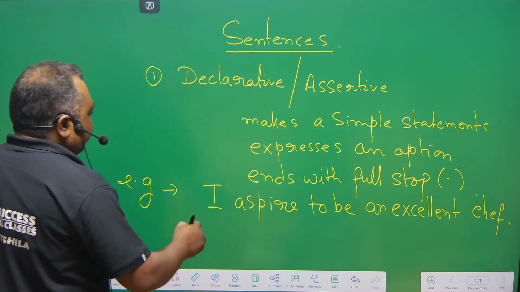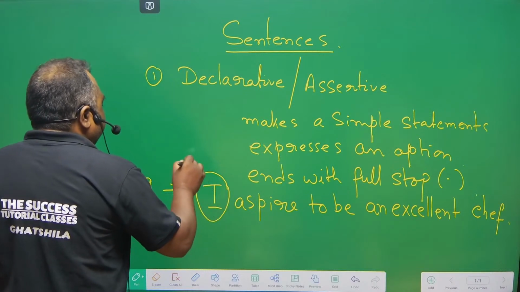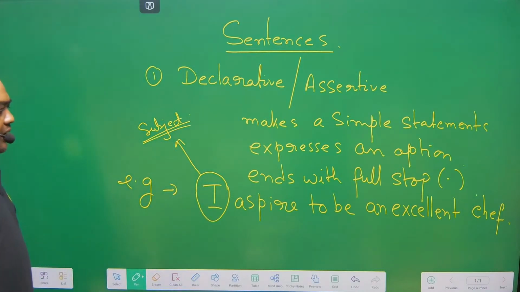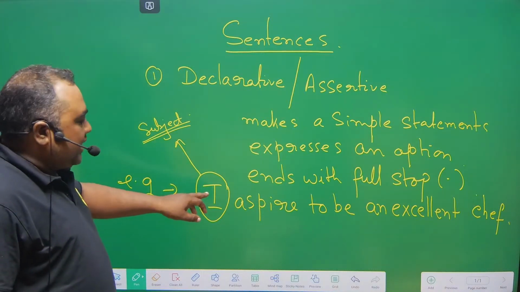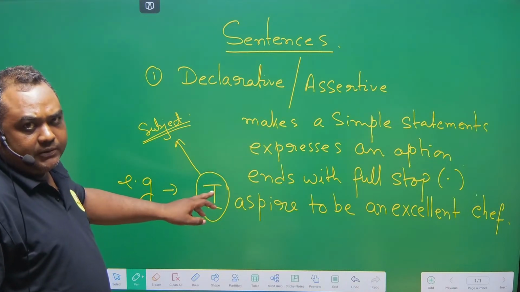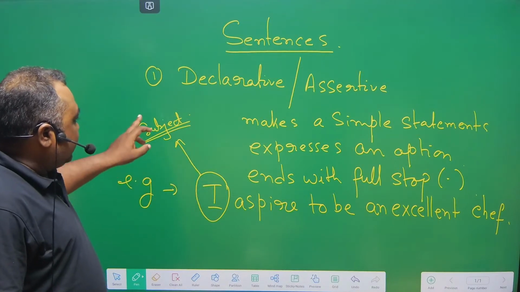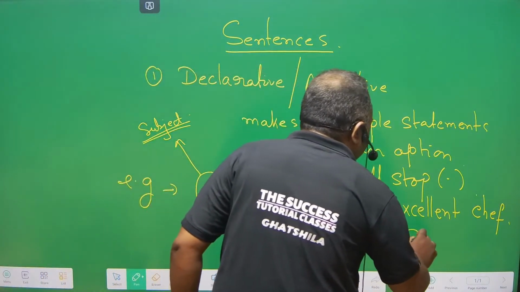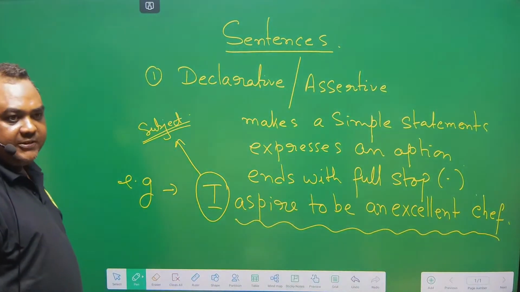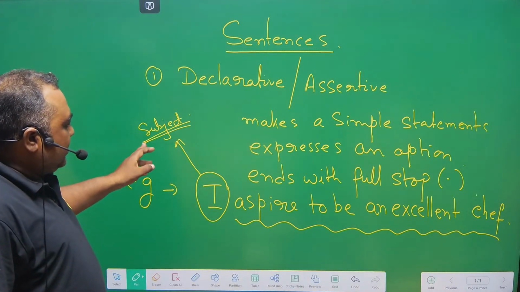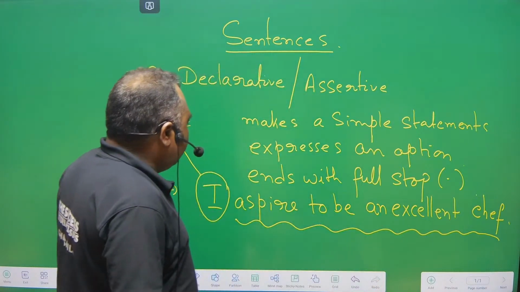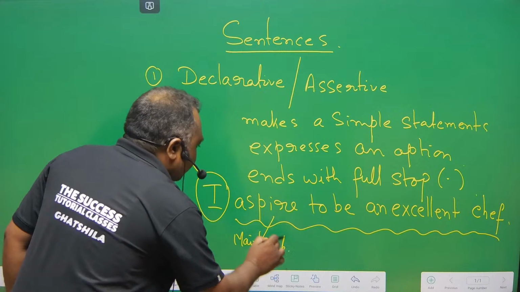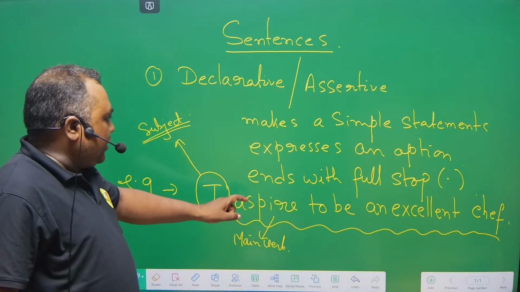Remember, students, see one thing here: I is a personal pronoun, and in this sentence I acts as the subject. I is the subject of this sentence, and all the rest is known as the predicate of the sentence. This aspire is the main verb of the sentence.